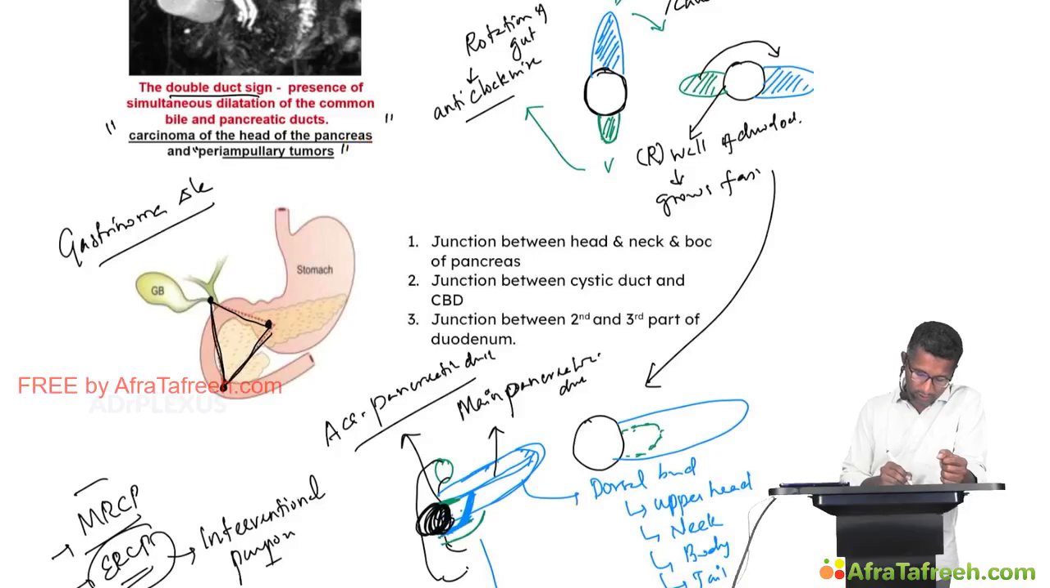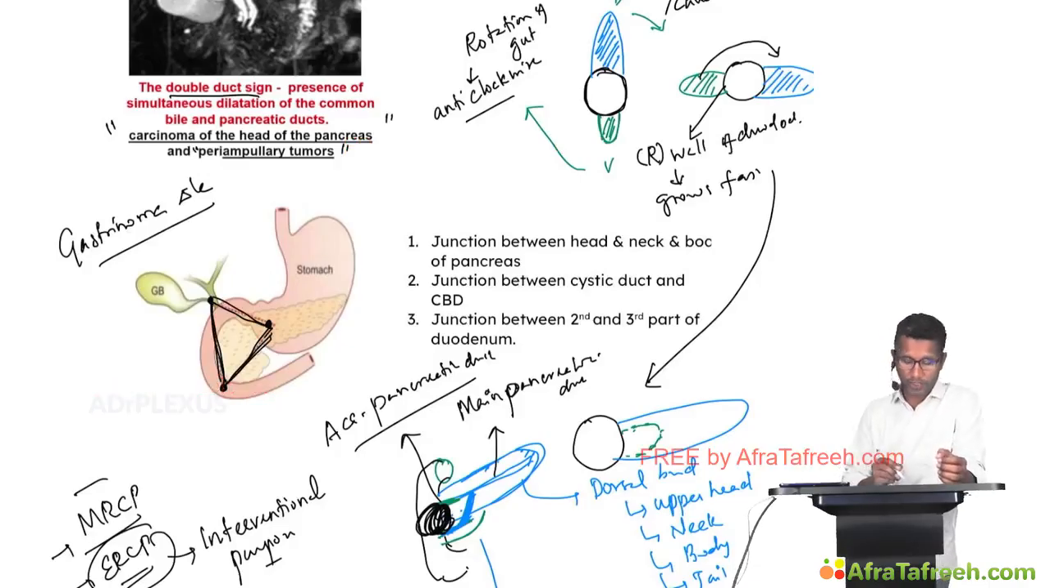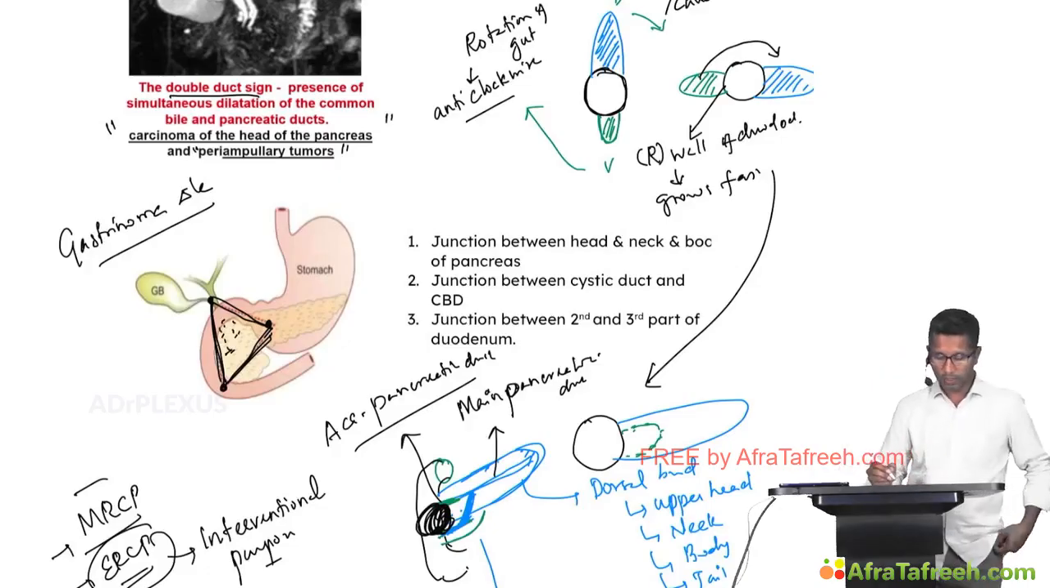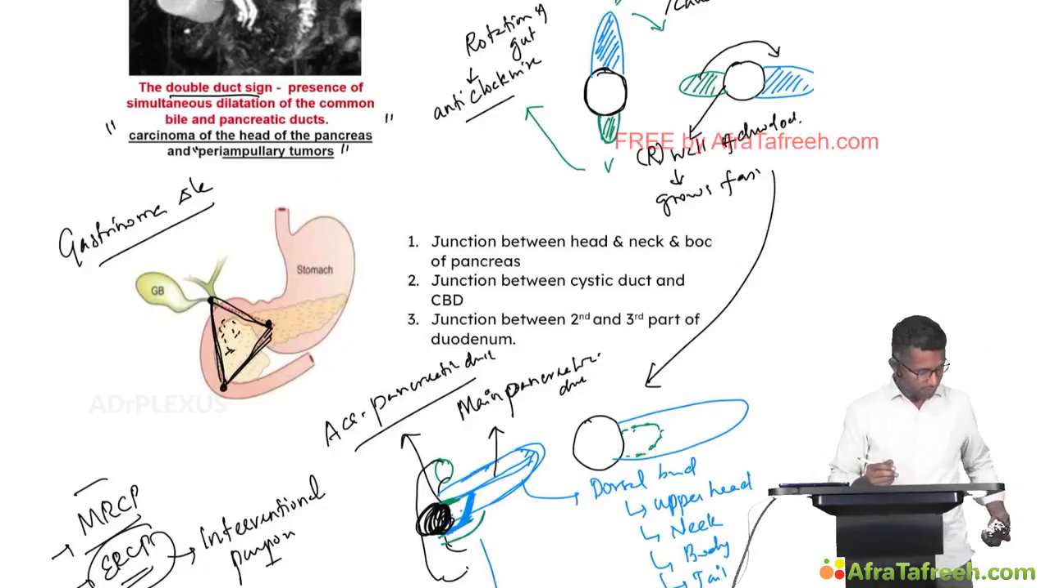This triangle is called the gastrinoma triangle because there is a tumor which can arise in the gastrointestinal system, called gastrinoma. That is very common in this region. The gastrinoma triangle is drawn with these 3 landmarks.